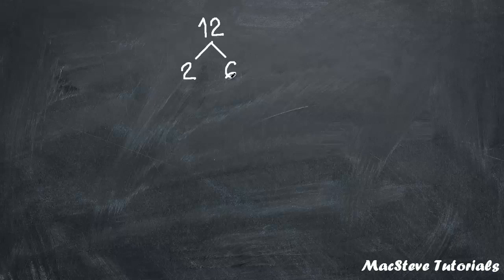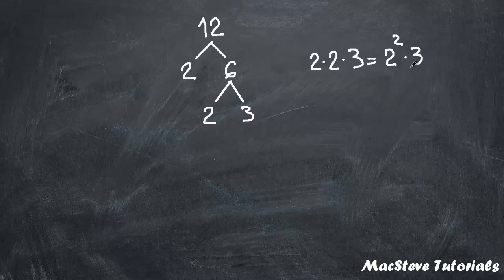Since 2 is prime number, we end the left branch. Next, 6 can be written as 2 times 3. Now 2 and 3 are prime numbers, so we end the right branch. All these numbers at the bottom of the tree are prime numbers, so we can say that 2 and 3 are prime factors of 12, and the 12 can be written as 2 times 2 times 3, or 2 squared times 3. So please remember, when you do prime factorization, you're looking for the numbers at the bottom of the branch.